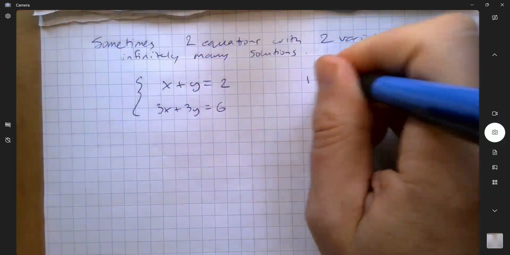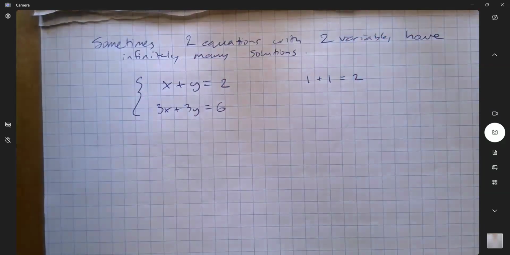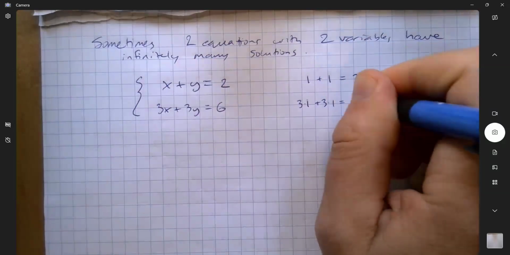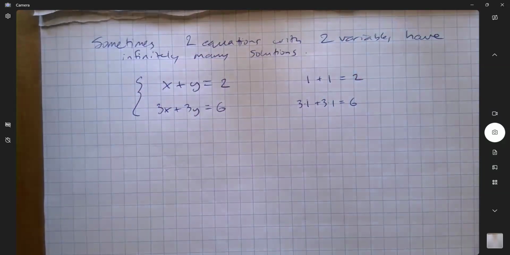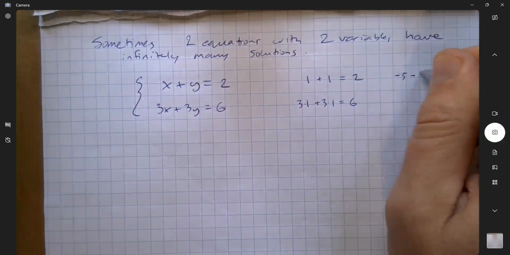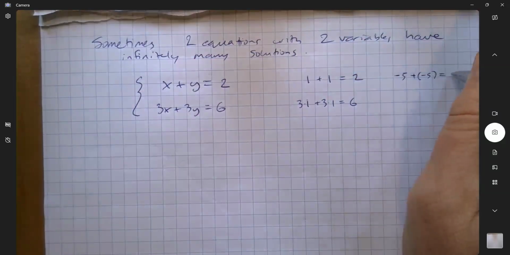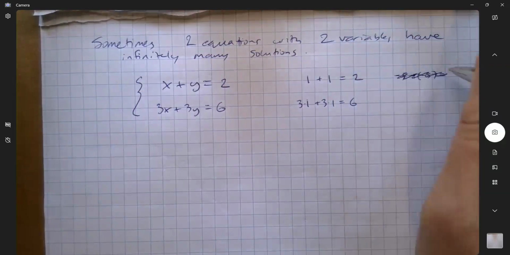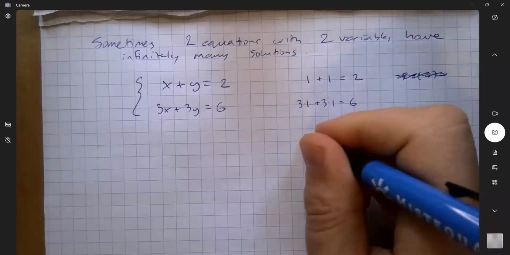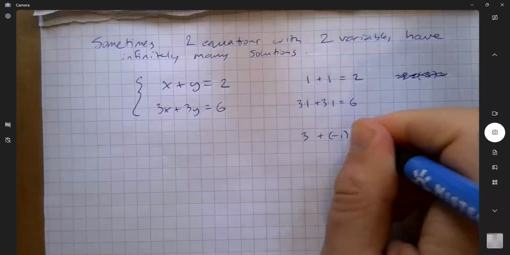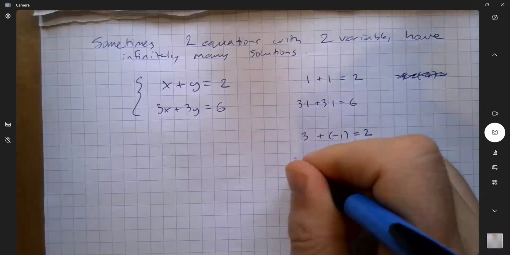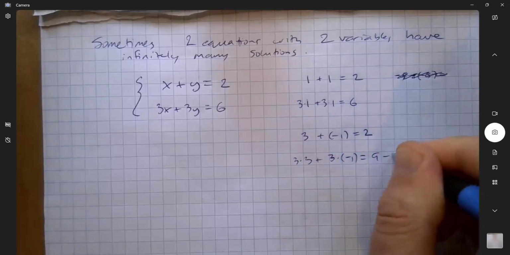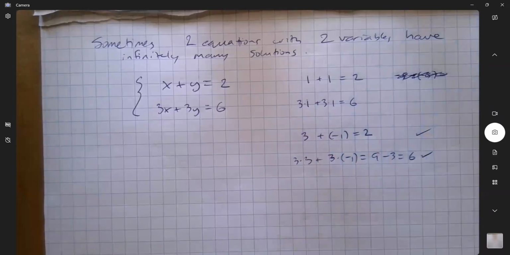Now, if x is 1 and y is 1, that works. 1 plus 1 is 2. And in the second equation, I have 3 plus 3, which is 6. That works. Excuse me, I meant something like 3 plus -1, that equals 2. And 3 times 3 plus 3 times -1 is 9 minus 3, which is 6. And that works also.